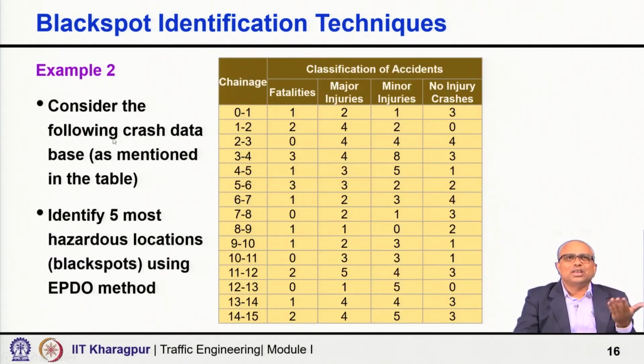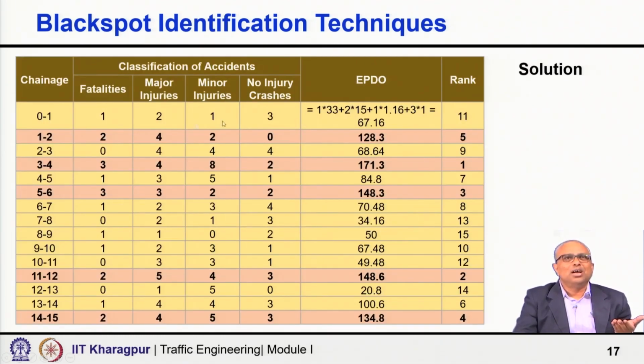Now, consider the following crash database as given chainage wise, again the fatalities and major injuries, minor injuries, no injury, all are given. So, now if I want to use the EPDO method, what will I do? I will take the fatal 1 multiplied by 33 plus 2 major injury multiplied by 15 plus minor injury 1 multiplied by 1.16 plus 3 no injury, that means only property damage, so 3 into 1. So, 67.16.